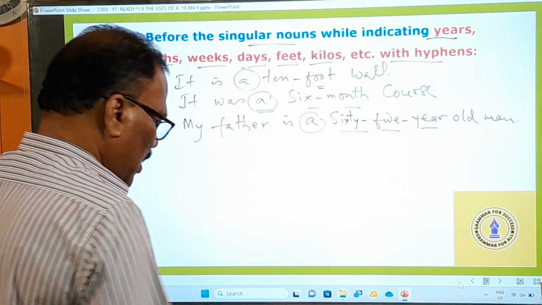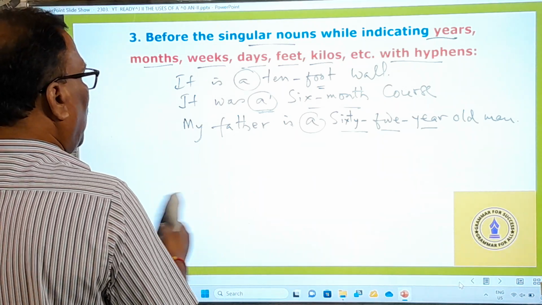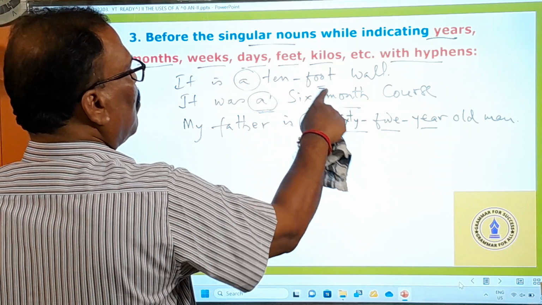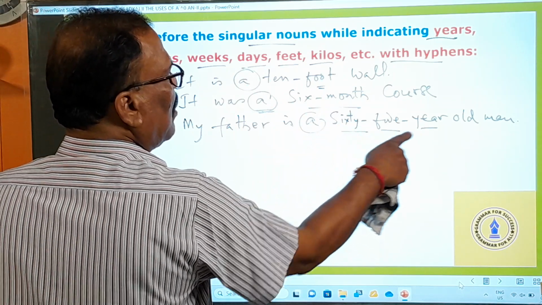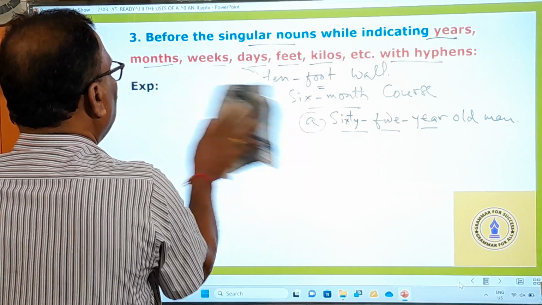Okay, these examples are enough, and let's go to the wrong and right examples. In this way you have to use the hyphen before a singular noun. Foot is a singular noun. Month is a singular noun. Year is a singular noun. Now let's go to the wrong and right sentences.